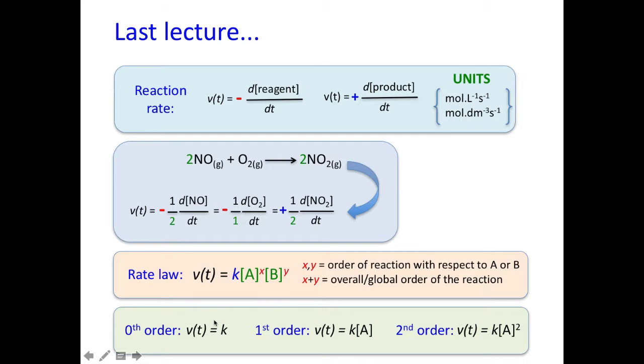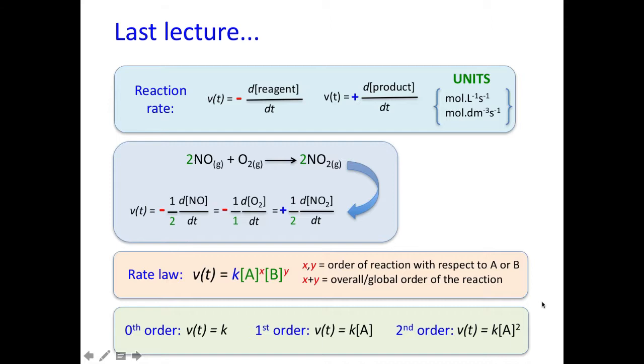We have also seen that zeroth order reactions have rate laws given by this expression, so reaction rates do not depend on concentrations, while for first order reactions, reaction rates depend on the concentration to the power of 1, as we show here. And for second order reactions, reaction rates depend on the second power of the concentration. If you don't remember this, just check the first lecture, which is also available online.